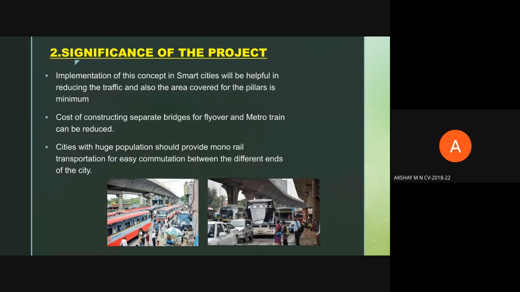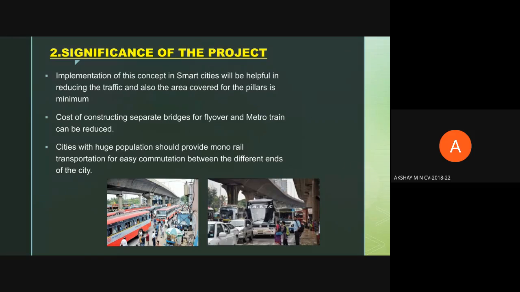Also, by providing elevated corridors and monorail facilities in a smart city, it will be helpful for people traveling along the city for long distances. And also we can make safe lanes and pedestrian friendly lanes on the surface by diverting the high speed traffic over the flyovers. Now my friend Bharatesh will brief you about the methodology.